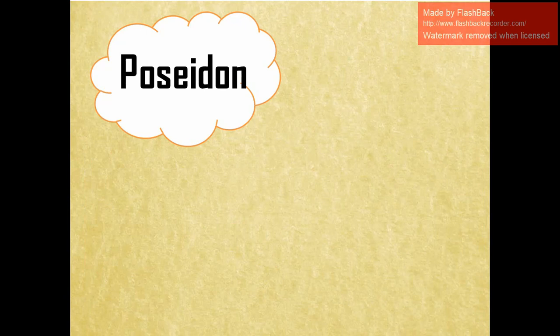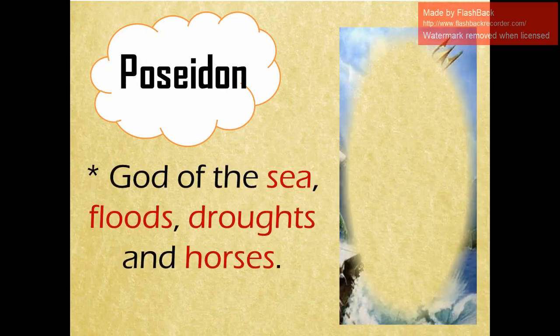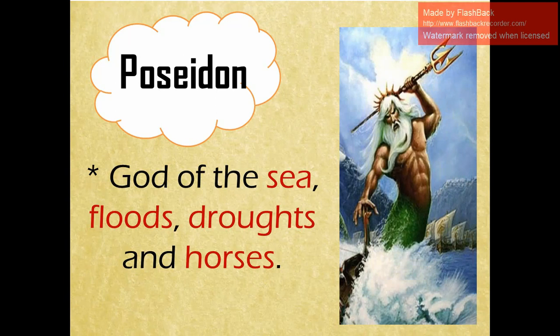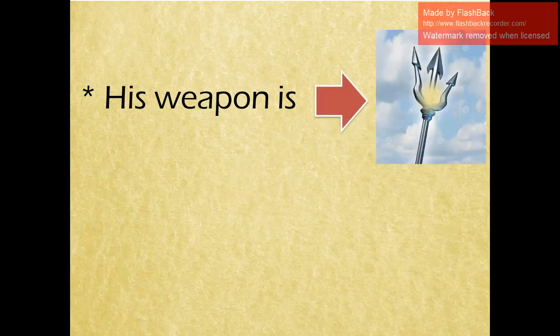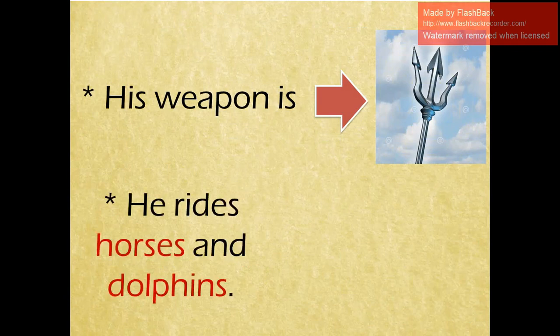The second god we have in Greek mythology is Poseidon. Poseidon was the god of the sea, floods, droughts, and horses. Poseidon was the brother of Zeus. His weapon is the trident. This is a picture of the trident. He rides horses and dolphins.